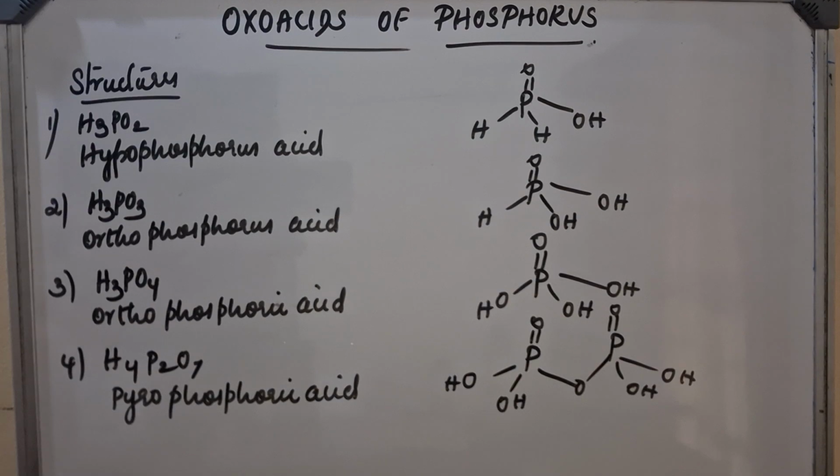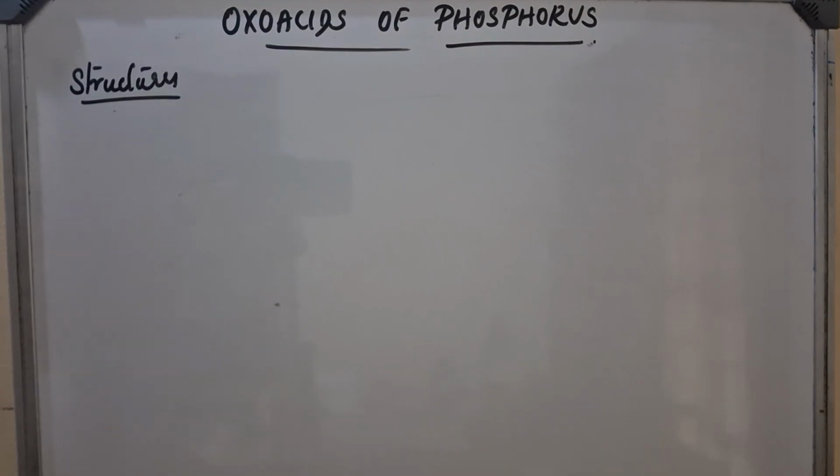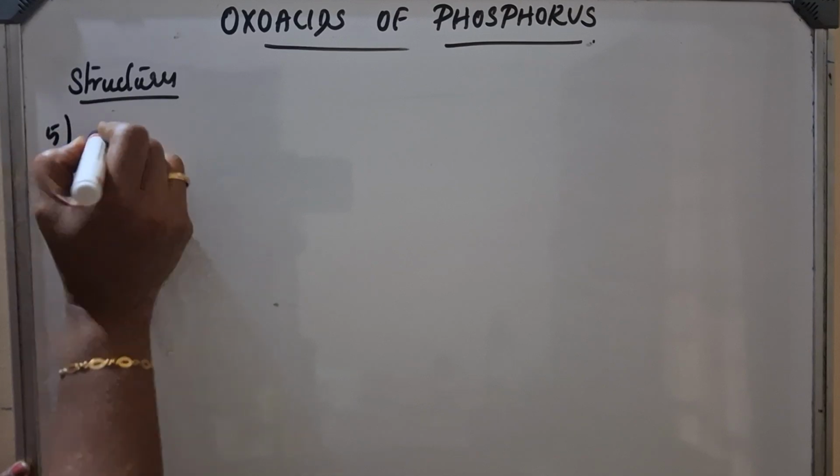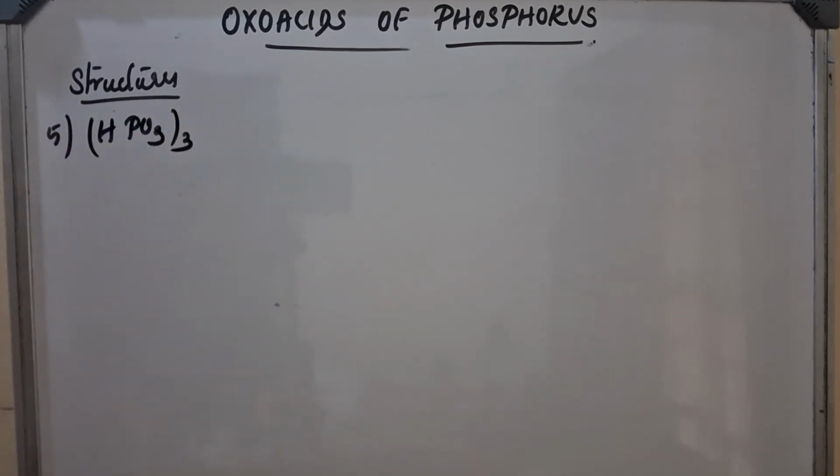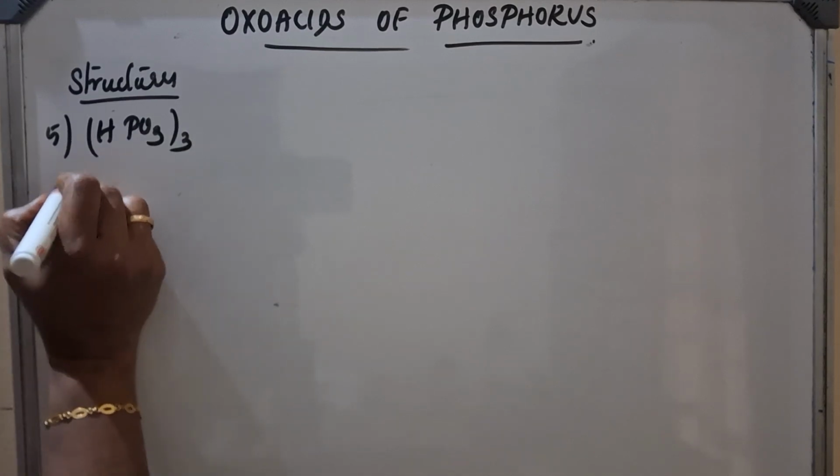Now, next one is metaphosphoric acid. First, (HPO3)3. This is cyclotrimetaphosphoric acid.